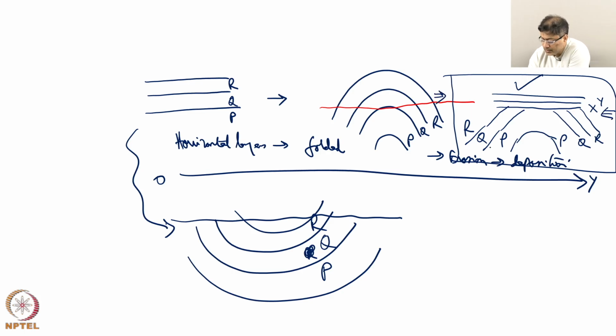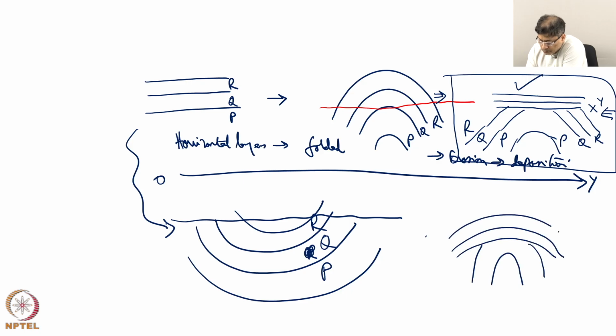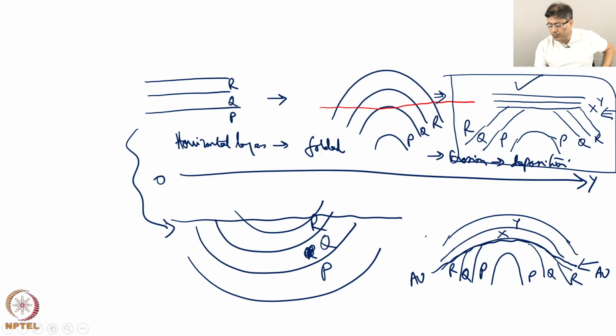What will happen? Layer PQR will be refolded, more tightly folded, and layer XY will be less folded. So, the geometry can look like this. The product will look something like this. If you apply a compression, layer PQR which is already folded gets more tightly folded, and layers X and Y get less folded. So, this is a case of folded angular unconformity.